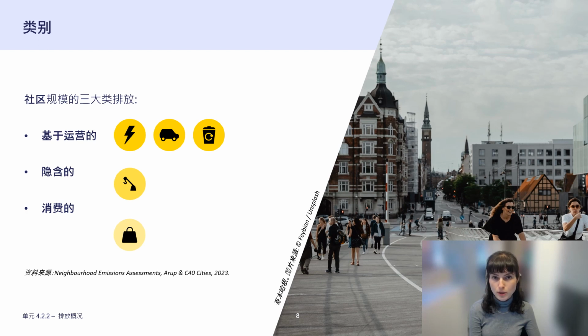A net zero neighbourhood will require a clear and complete understanding of emissions occurring within the neighbourhood boundary. For neighbourhood scale projects, it is helpful to consider these 3 categories: operational, embodied and consumption-based emissions. Operational emissions occur continually throughout the lifetime of the neighbourhood. They are measured on an annual basis and include emissions due to energy used in buildings, public spaces and transportation, or emissions arising from processing waste.